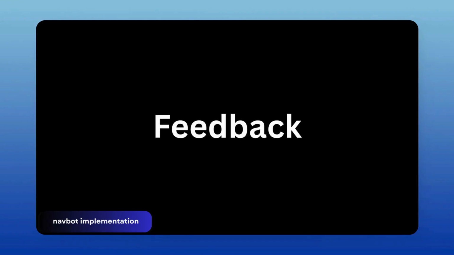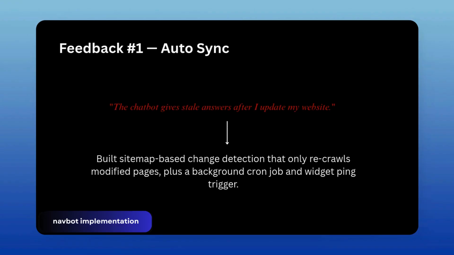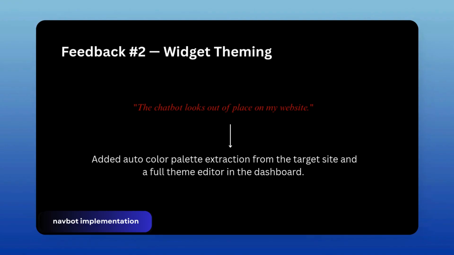Finally, here's how we responded to real user feedback. Visitors were getting stale answers, so we built background cron jobs that auto-sync content according to the sitemap changes. Site owners didn't want to manually theme the widget, so we built automatic color palette extraction that reads the site's own CSS and picks the primary brand color for you.